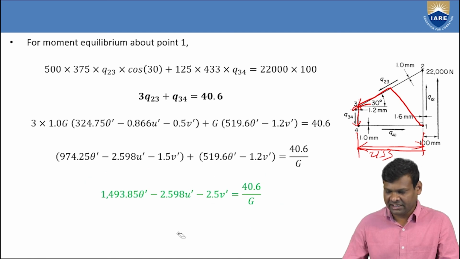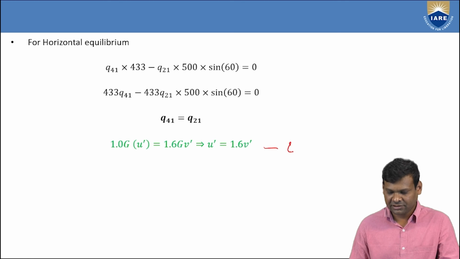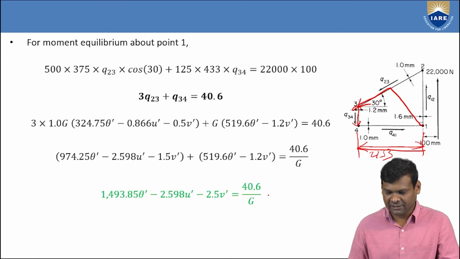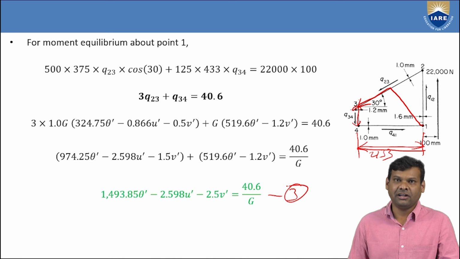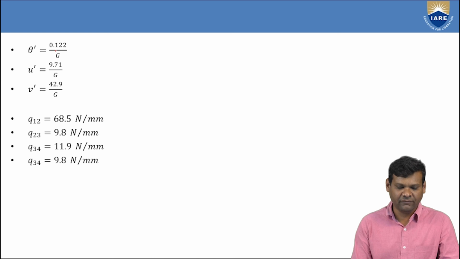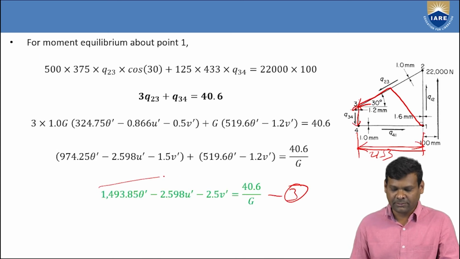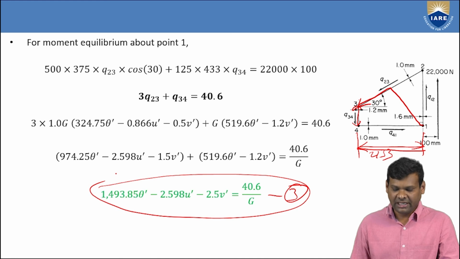Remember, let us say equations 1, 2, 3. When we solve all these three equations, we get theta dash is equal to 0.122 by g, and u dash is equal to 9.1, and v dash is equal to so and so. Here we know the values of theta dash, u dash, and v dash. These are a system of equations of three unknowns, and we have determined theta dash, u dash, and v dash.